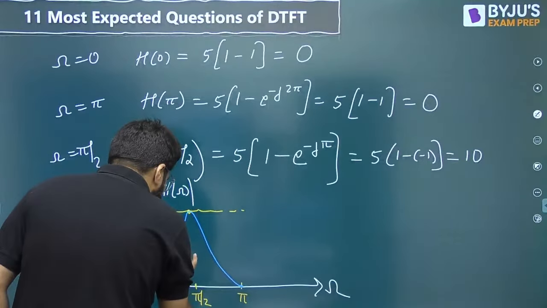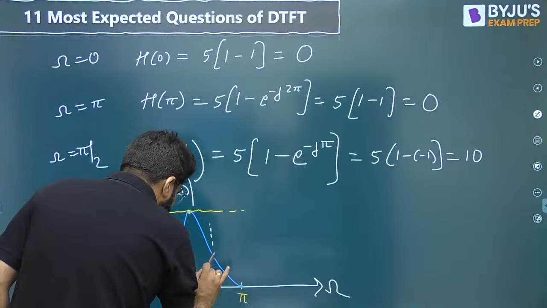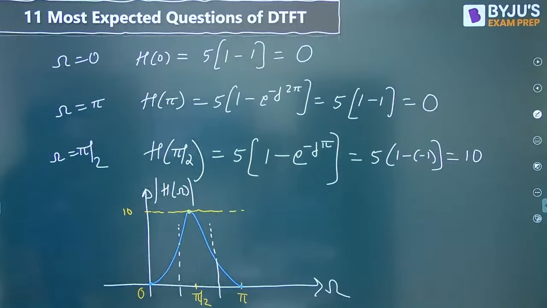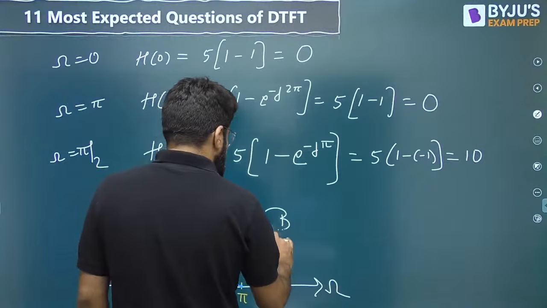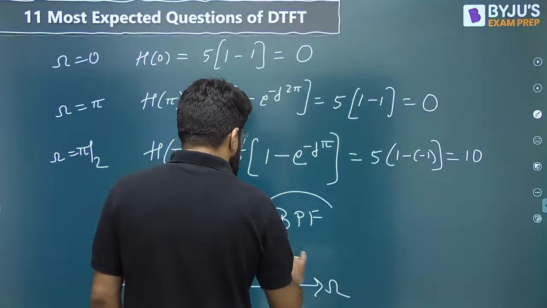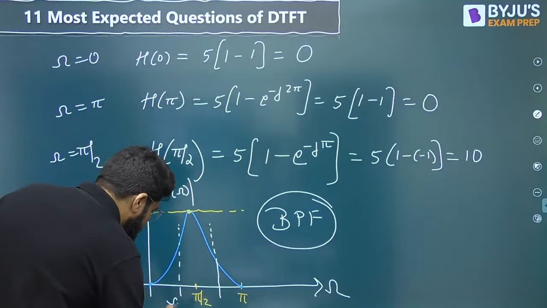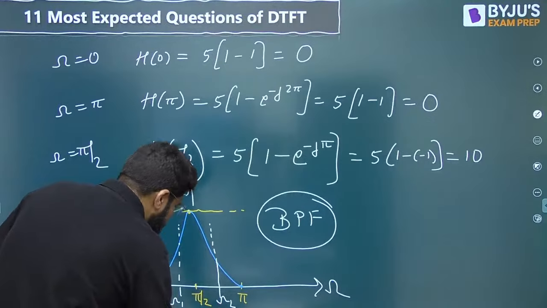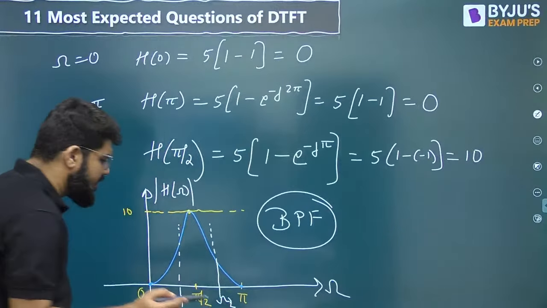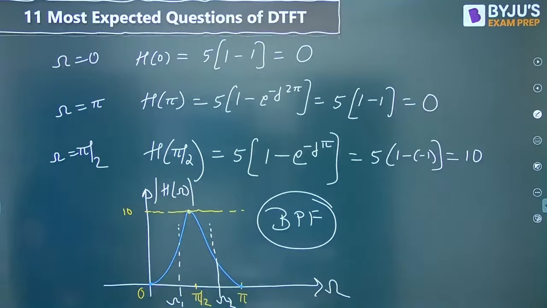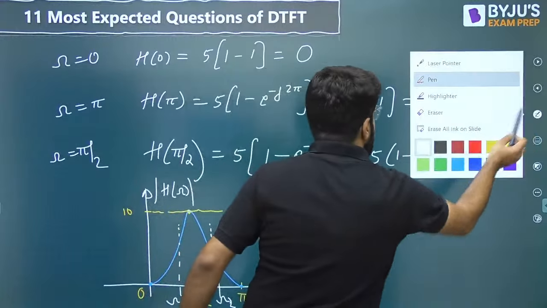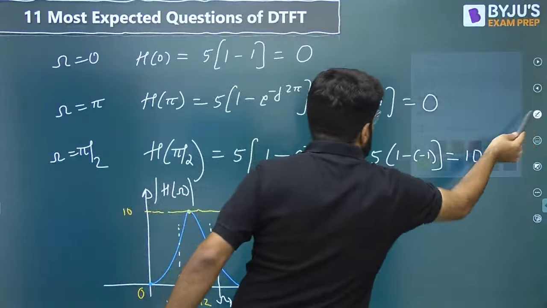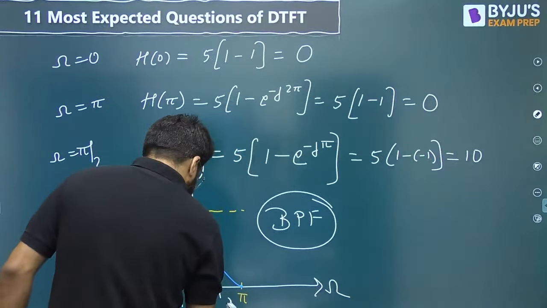It's a type of band pass filter which passes a band of frequency from some frequency omega 1 up to omega 2. By the 3 dB concept, we can also calculate omega 1 and omega 2, but right now we just need to comment.